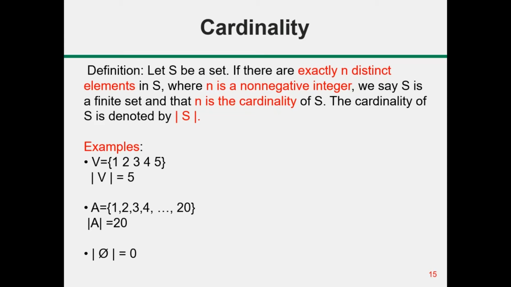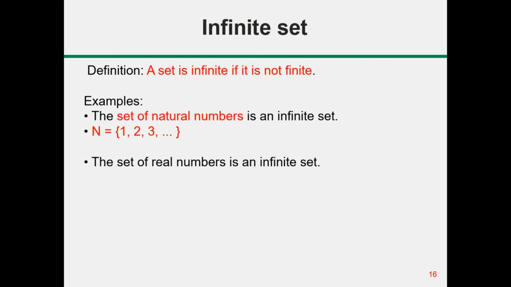So very simple. For example, in a range of 1 to 20 numbers, what is the cardinality? It's 20, because if you count them, 1, 2, 3, there are 20 numbers. And what is the cardinality of phi? It's always 0, because there is nothing. The number of elements in phi is 0.